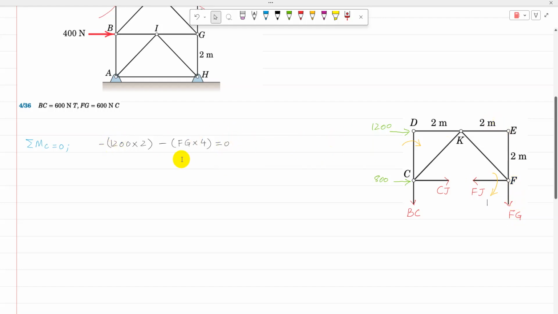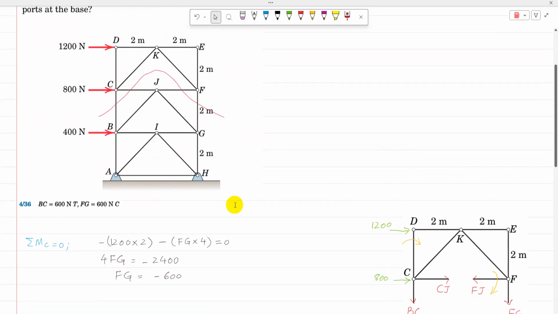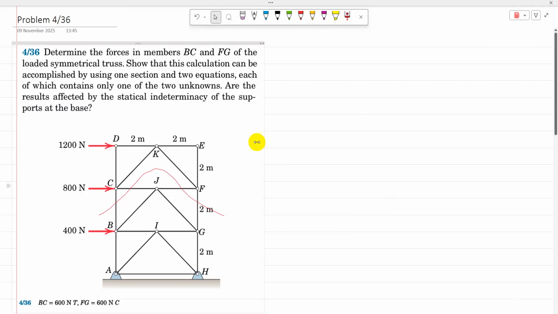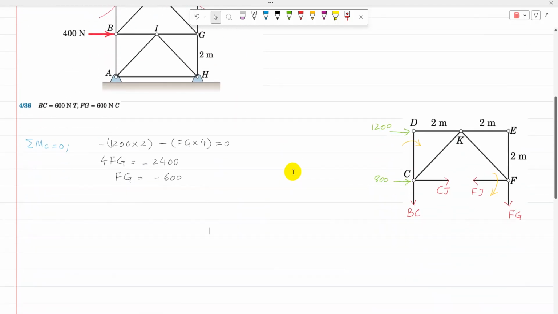Now that is a simple equation and it can be solved. So 4 FG equal to minus 2400, and FG is equal to minus 2400 over 4. So that is going to be minus 600. Now one unknown, FG, is calculated.